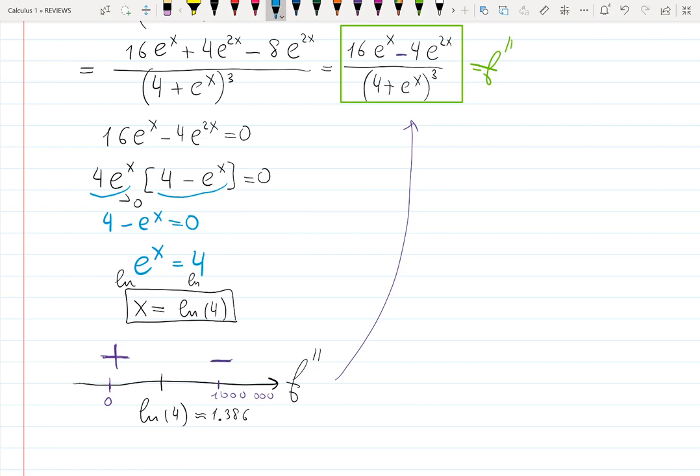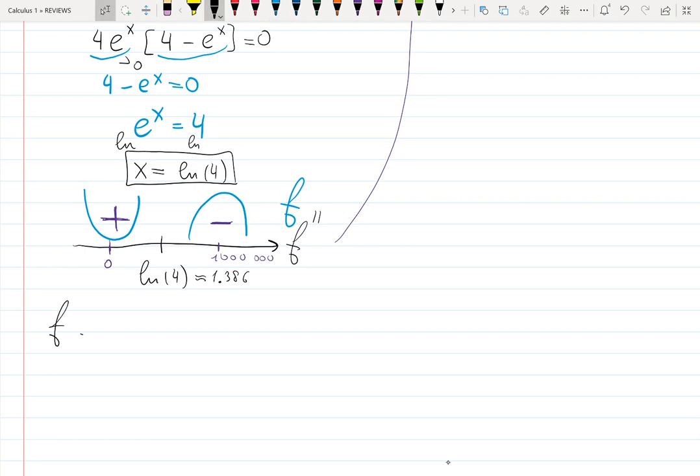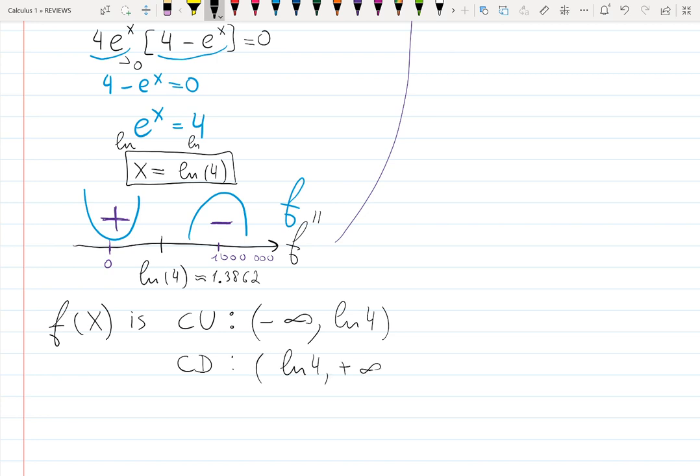The original function then is concave up and then concave down. That's my f. And I finally can answer the question. f of x is concave up from minus infinity to ln 4, which is approximately 1.3862, and then concave down from ln 4 to plus infinity. Also, x equals ln 4 changes the concavity and is in the domain. So that's the point of inflection.